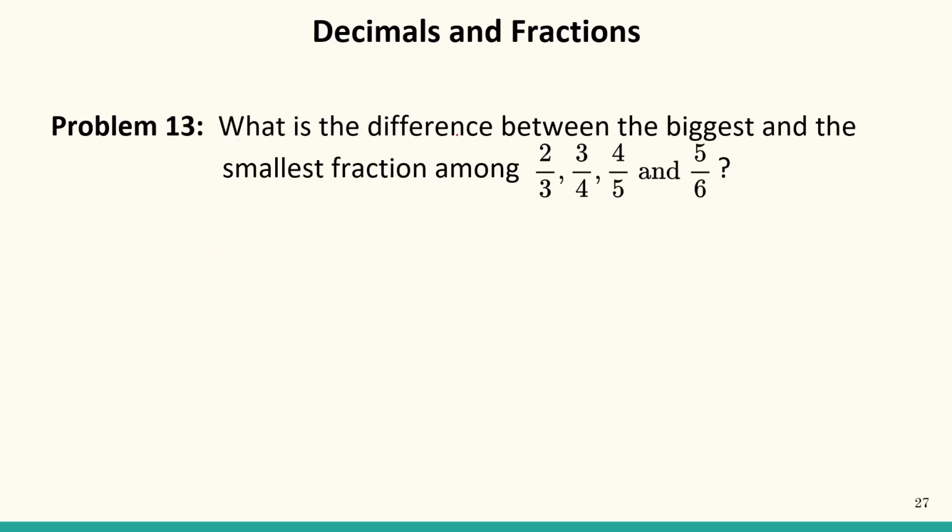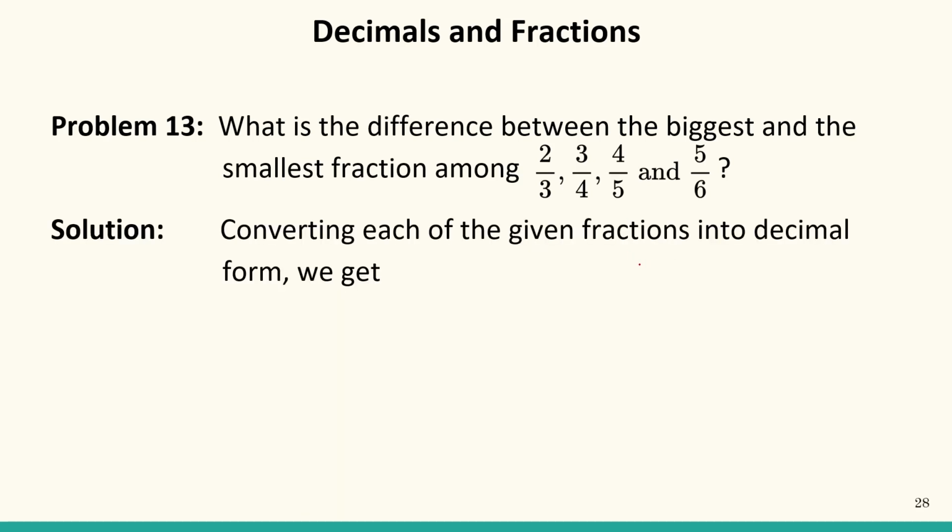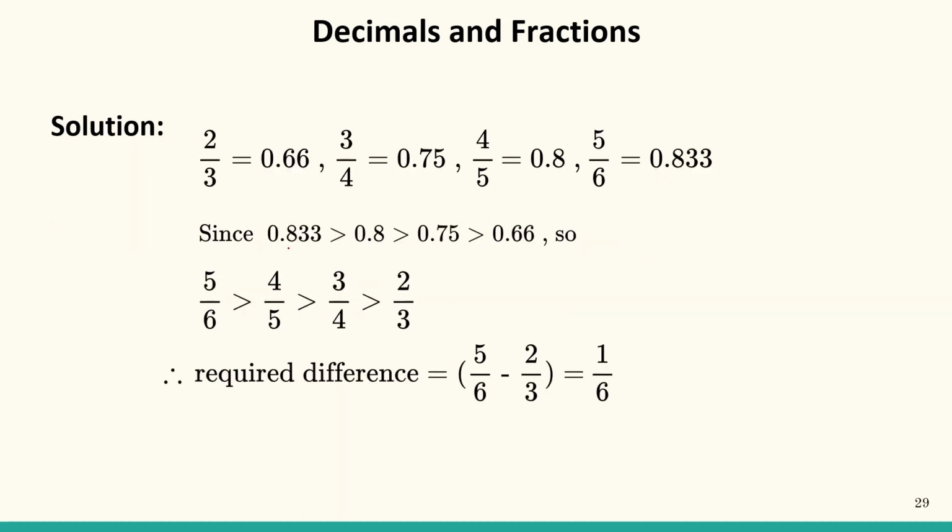Okay, so what is the difference between the biggest and the smallest fraction among 2 by 3, 3 by 4, 4 by 5 and 5 by 6? What we need to do is convert these first to decimals. Then we can compare them. Converting each fraction to decimal form, 2 by 3 is 0.66, 3 by 4 is 0.75, 4 by 5 is 0.8, and 5 by 6 is 0.8334.